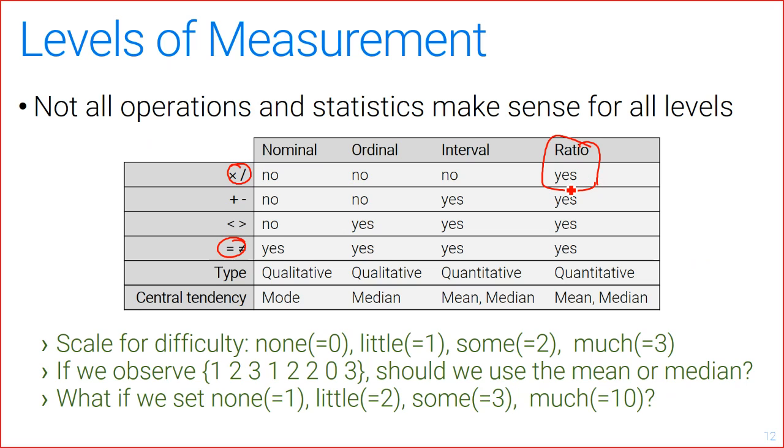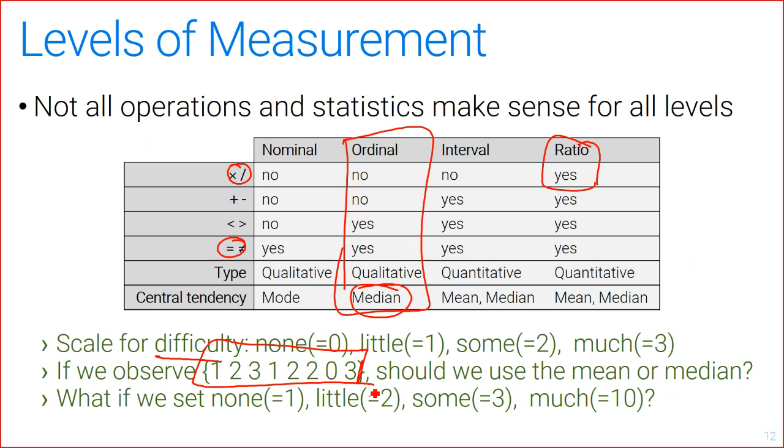So something like a standard deviation, it only makes sense in a ratio variable. So think, for example, that you're running a survey or you're observing someone working and you ask them for the difficulty. You give them the option of saying none, little, some, or much. That's what people can tell you. Imagine that you observe over multiple subjects the results 1, 2, 3, 1, 2, 2, 0, 3. Should you use the mean or the median? Now, if you look at the level of measurement, this is probably an ordinal variable, so you should use the median. You cannot just compute the average, the mean score of these observations, because it doesn't make any sense.